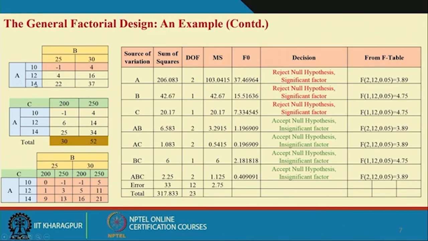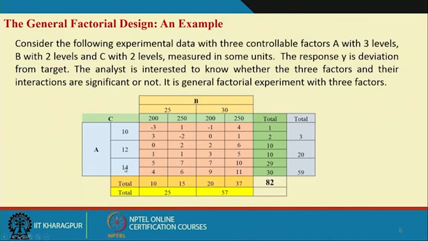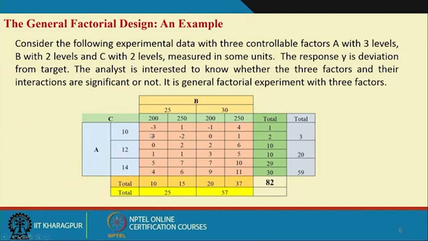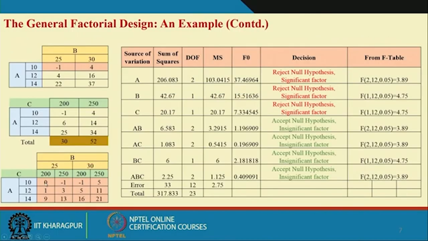Similarly, suppose A equal to 14 and B equal to 30, it is 37. How is it coming? A equal to 14 and B equal to 30 means these 4 observations: 7 plus 10, 17 plus 11, 28 plus 9, 37. In the same manner, for AC, the corresponding cell totals, and for ABC, only the replication will be added. So, minus 3, 0, 0 and like this. That is the different table you are creating from the main table.